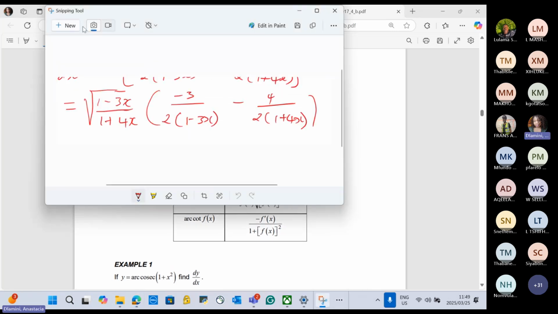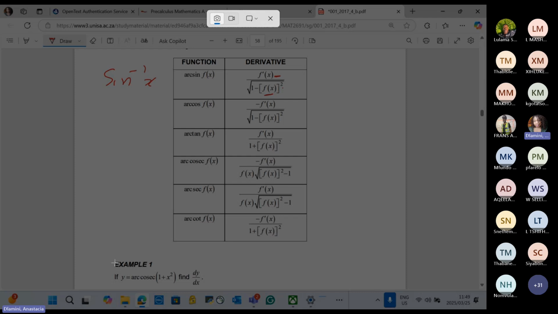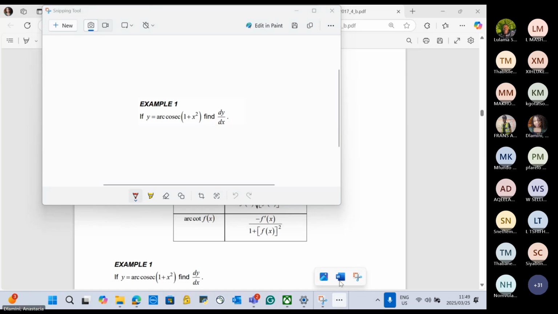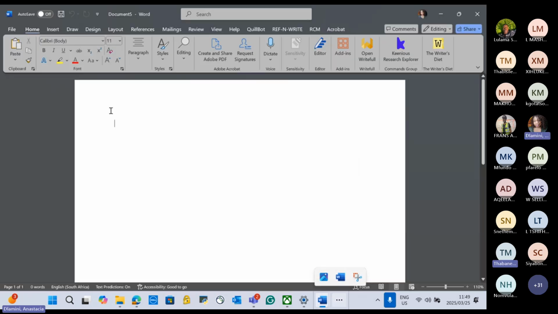Are we all together, guys? You see, guys, this thing is easy. You just recognize this is arc cos, and then it means you are using inverse trigonometric functions. Then you go and substitute. Okay, so this is arc cosec. Let's go and put it there.